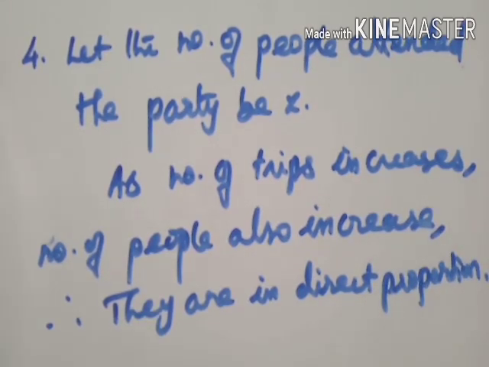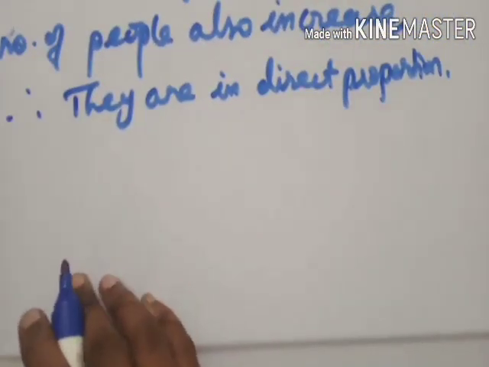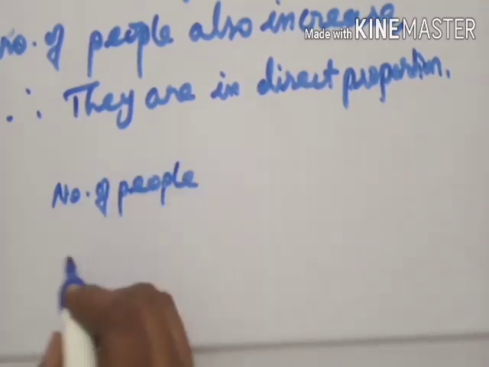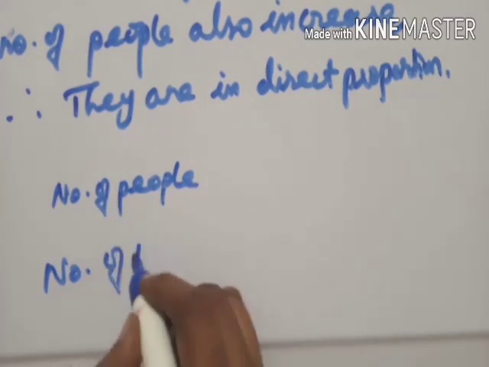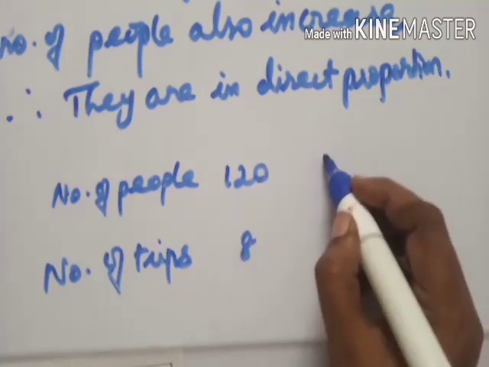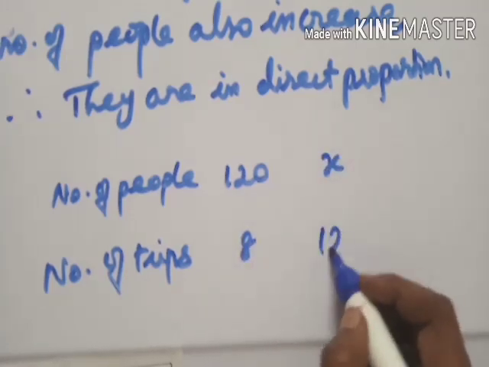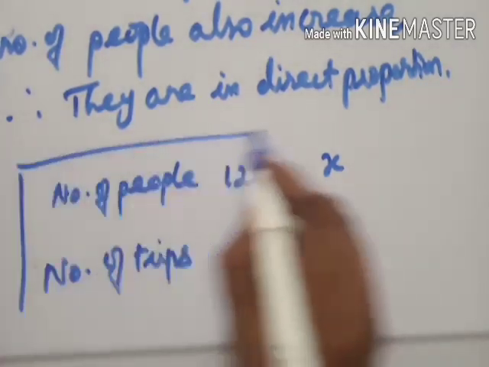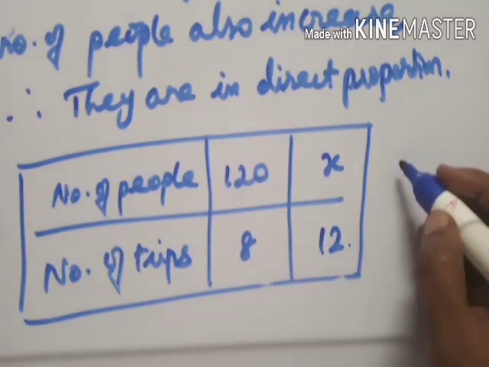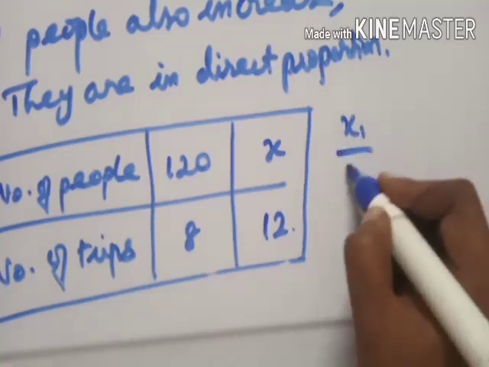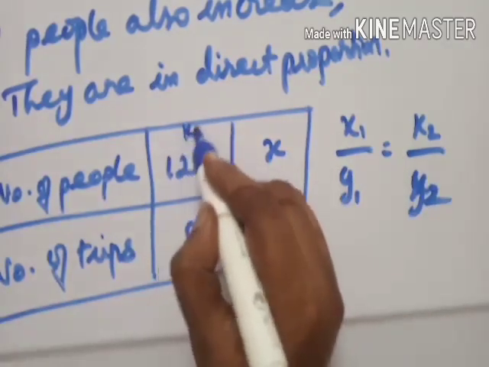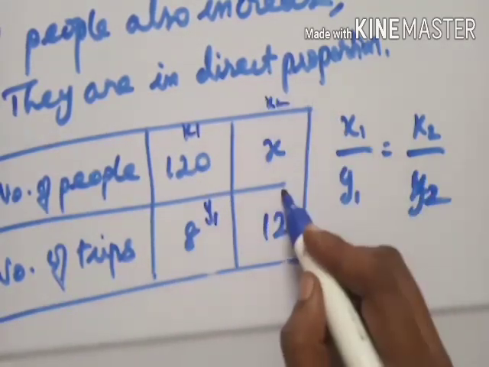Now, go with the tabular column. Number of people, number of trips. 120 people, 8 trips; x number of people, 12 trips. Here in this direct proportion, you can take it as x1 by y1 is equal to x2 by y2. So this is x1, y1, this is x2, y2, right?